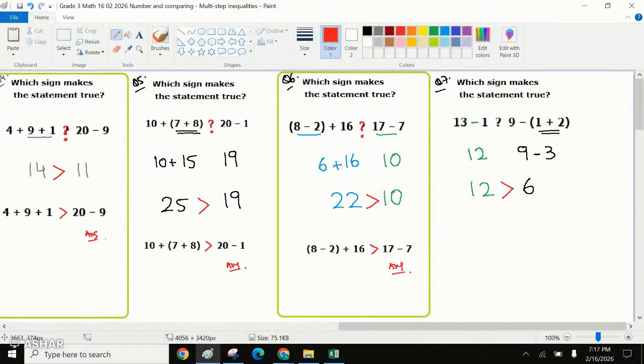Perfect. Okay, so can we write the final answer as, we remove the missing sign, and can we say in place of the missing sign, we say 13 minus 1 is greater than 9 minus 1 plus 2. Agreed? Let's move ahead to the next question.